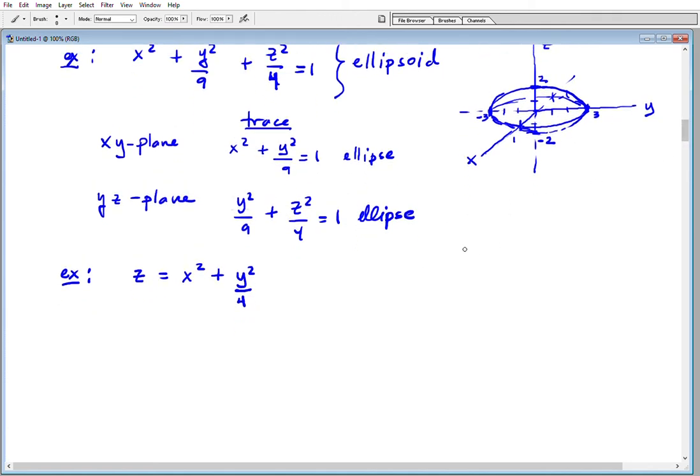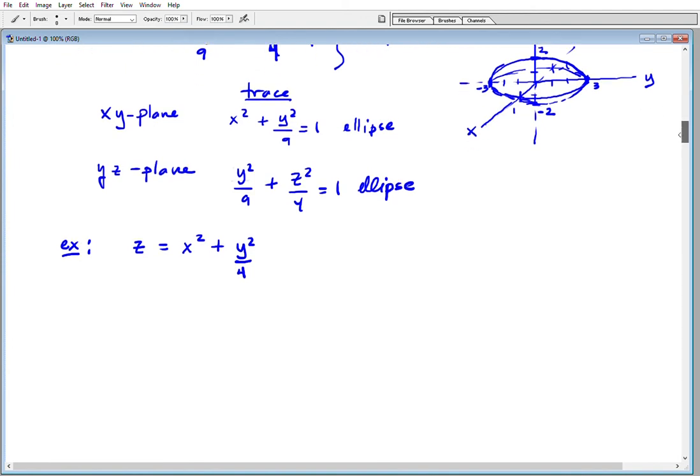And we can see traces in those as well. Sometimes it's convenient. So let's look at this one. All right, so let's talk about traces. Let me draw the coordinate axes.